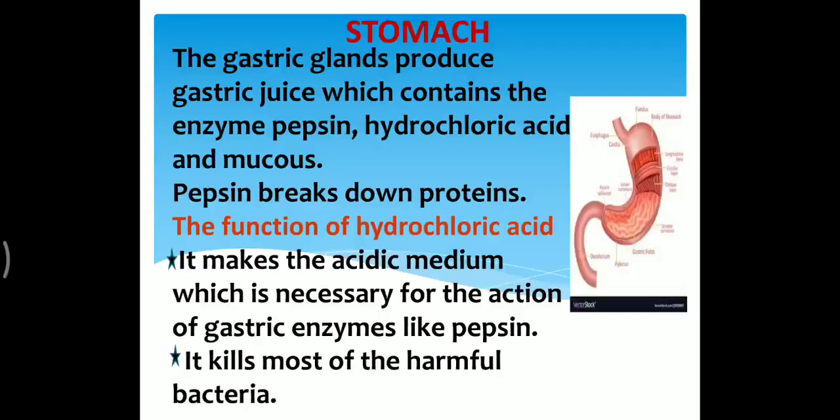And hydrochloric acid: there is acid inside our stomach which breaks down the food, and there are also other very important, helpful things done by hydrochloric acid. Let us see the function of hydrochloric acid. It makes the acidic medium which is necessary for the action of gastric enzymes like pepsin. It kills most of the harmful bacteria.